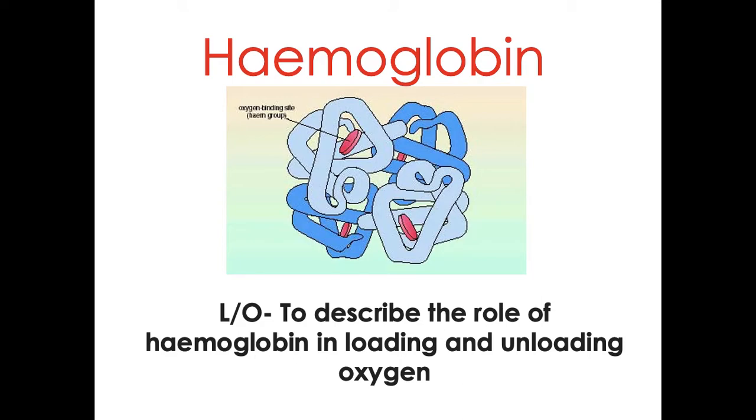Okay, so this is lesson 1 of haemoglobin. What we've got here is a graphic of haemoglobin. And so let's get into what haemoglobin is. Hopefully you've all heard of haemoglobin from GCSE and know that when it's combined with oxygen, it's called oxyhemoglobin. Haemoglobin is a very large molecule, but it's a molecule that carries oxygen.